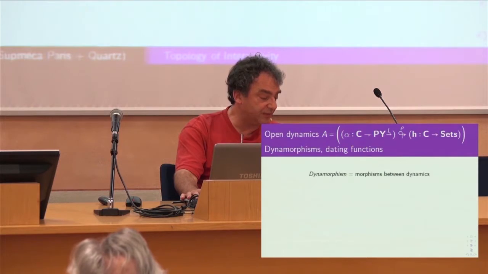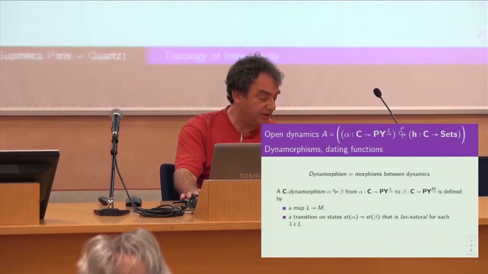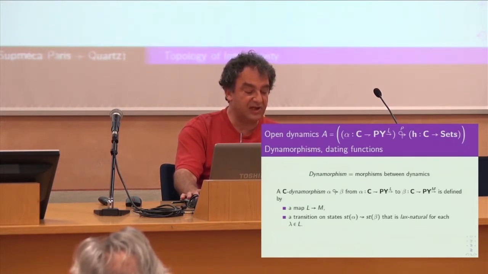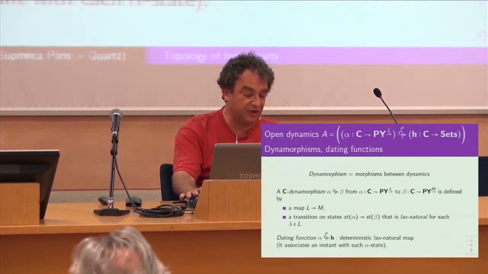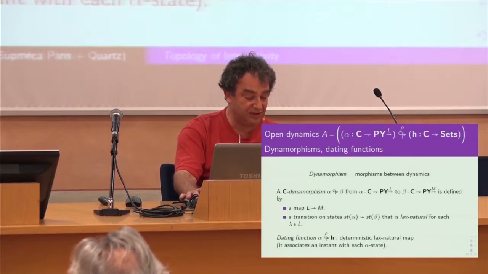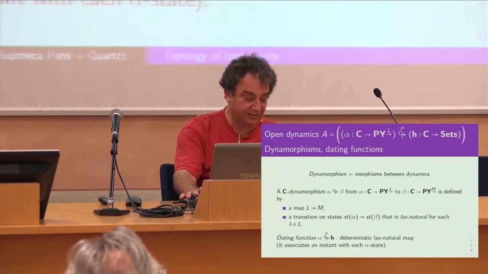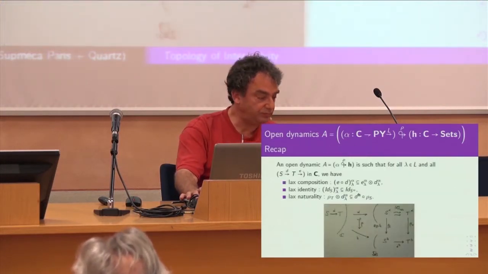Finally, we define different kinds of morphisms between dynamics and call them dynamorphisms. For example, if alpha and beta are multidynamics on the same engine C, a C dynamorphism from alpha to beta will be given by a map between their parameter sets and by a transition on their states that is lax natural for each parameter value. And in particular, the definition of an open dynamic contains a deterministic dynamorphism from its multidynamic to its clock called its dating function, which associates an instant with each state.